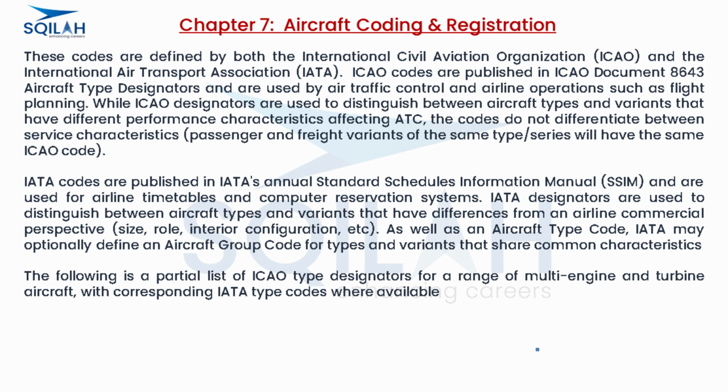While ICAO designators are used to distinguish between aircraft types and variants that have different performance characteristics affecting ATC, the codes do not differentiate between service characteristics. Passenger and freight variants of the same type/series will have the same ICAO code.